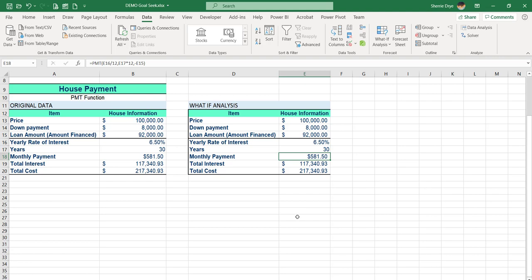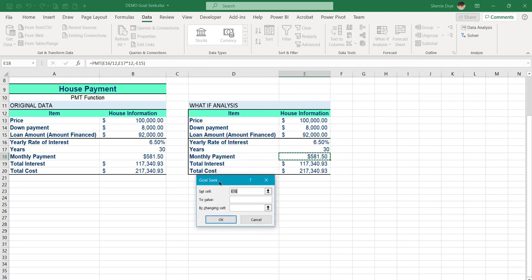So in this first example, I'm going to say, I can afford a little bit more of a house and pay $800 a month. So what price of a house can I afford at $800 a month, given this interest rate and that I will be paying for 30 years. So I'm going to click on the monthly payment because that's what I want to change. You don't necessarily have to click there first, but I usually do.